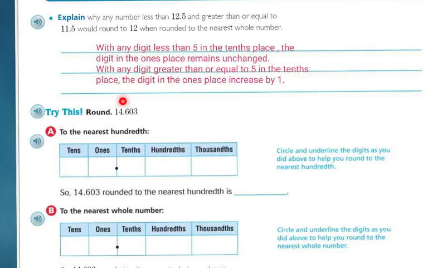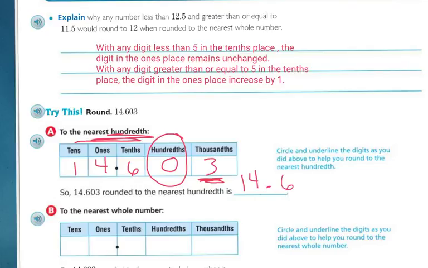Try this. Round 14 and 603 thousandths to the nearest hundredth. So first we're going to have to put it in. We have a 1 in the tens place, a 4 in the ones place, a 6 in the tenths. We have nothing in the hundredths and 3 in the thousandths. If we're rounding to the nearest hundredth, I'm going to look at my hundredths, so I'm going to circle that number. Now I'm looking next to it to see if the 3 has enough power. The 3 is not greater than 5. Therefore, I'm going to round it to 14 and 6 hundredths.